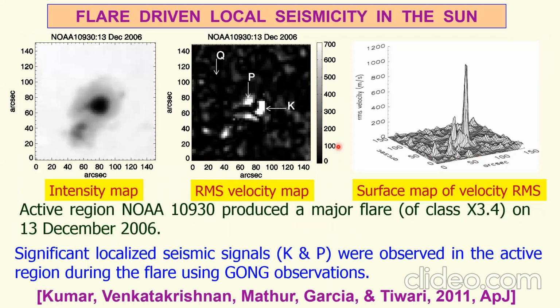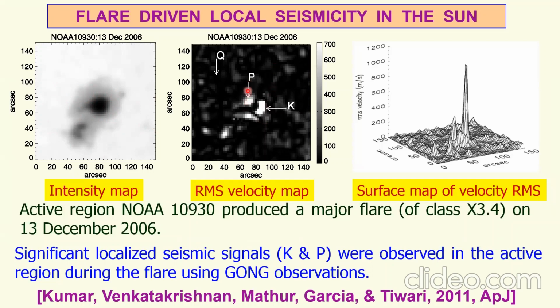This is another example of flare-driven local seismicity in the sun, for one flare which happened in NOAA 10930 active region, and the flare was of class X3.4, happened on 13 December 2006. So we used GONG observations to study this one. This is the intensity map showing the GONG observations. The white light image of the sun showing the sunspot, the umbra, penumbra, and the quiet region. And this is the RMS velocity map derived from the Dopplergrams.